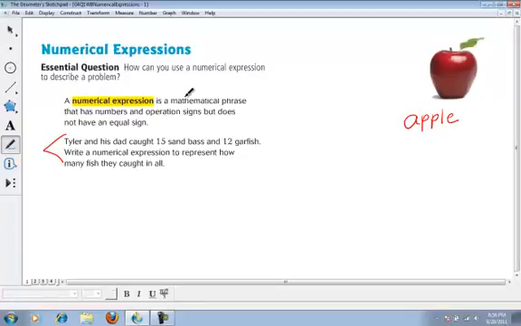A numerical expression is a mathematical phrase that has numbers and operation signs but does not have an equal sign. And this is very important. It does not have an equal sign if it's an expression.